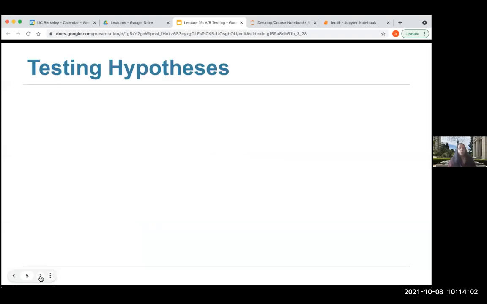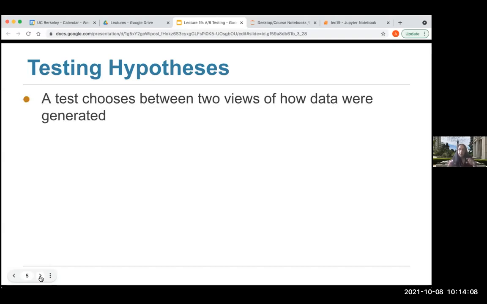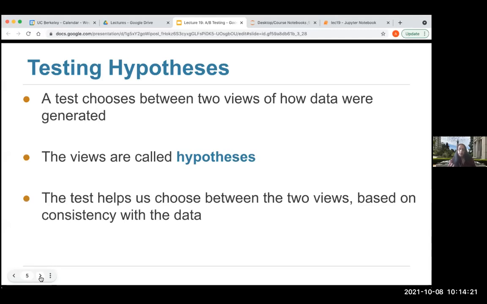So we had started out with the issue for us was we had 2 views of how the world was. In other words, 2 views of how the data were generated. These are called our hypotheses. These are conjectures that we are making, and then we have some data. And our goal was to choose between one of these 2 views, the criterion being consistency with the data. That's the best we can do under the circumstances.